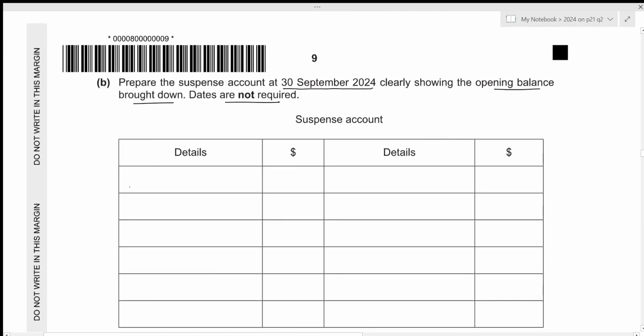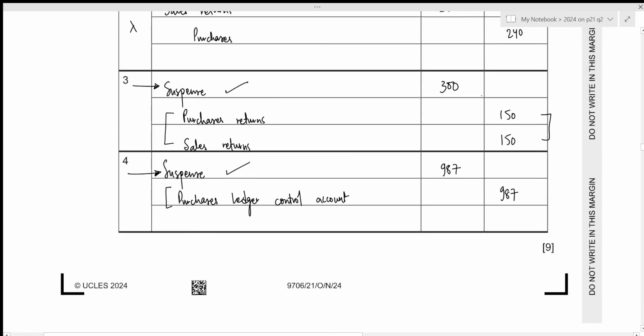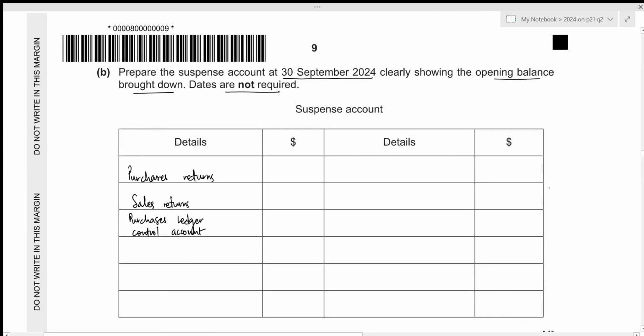Let's write it down. So we have purchases returns on the debit side, sales returns on the debit side, and the purchases ledger control account as well. Okay, so the amounts will be 150 for purchase returns and sales returns, and 987 for the purchase ledger control account.